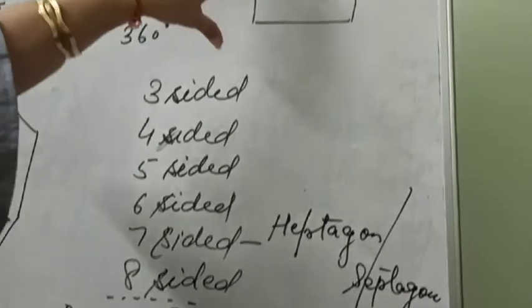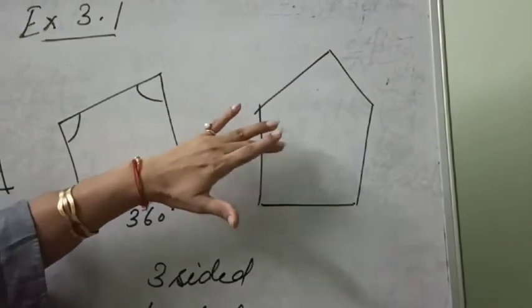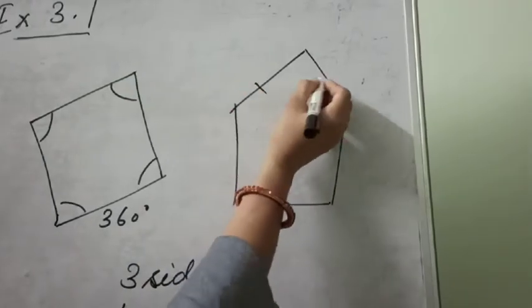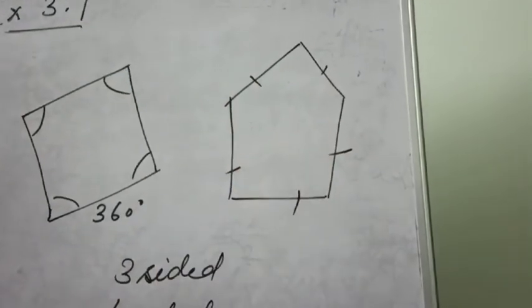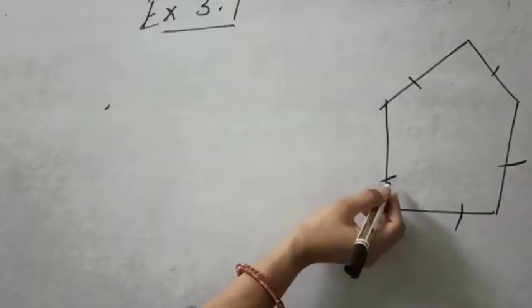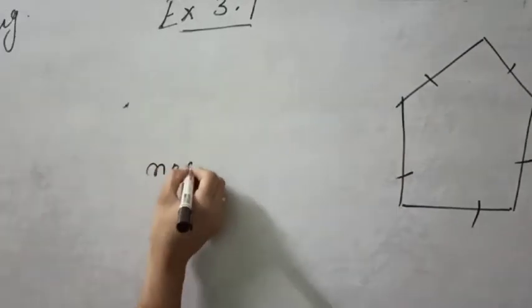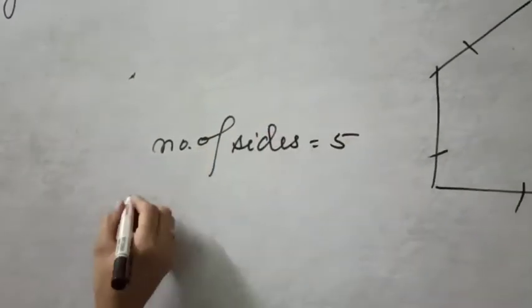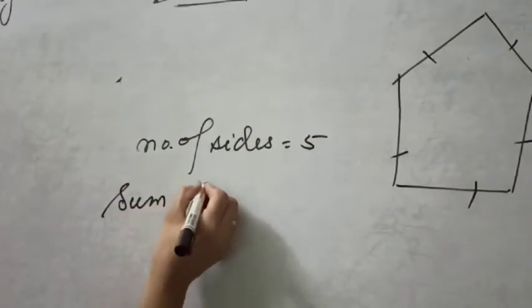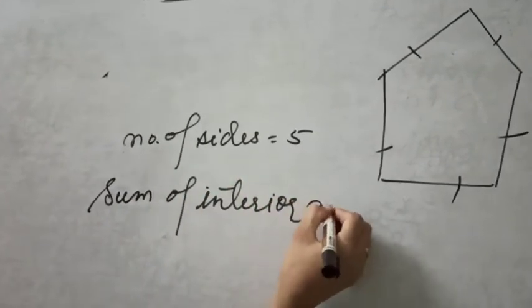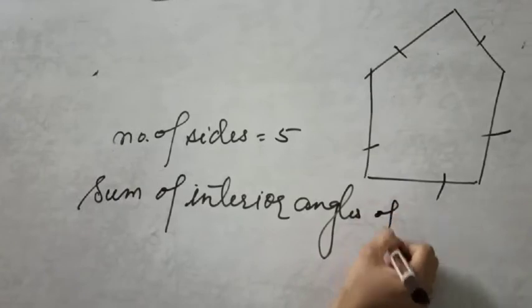Now, how to calculate the sum of interior angles of this pentagon? Why am I calling it a pentagon? Because it has 5 sides. So now you know the number of sides. Now the number of sides is 5. So what is the sum of interior angles of a pentagon?